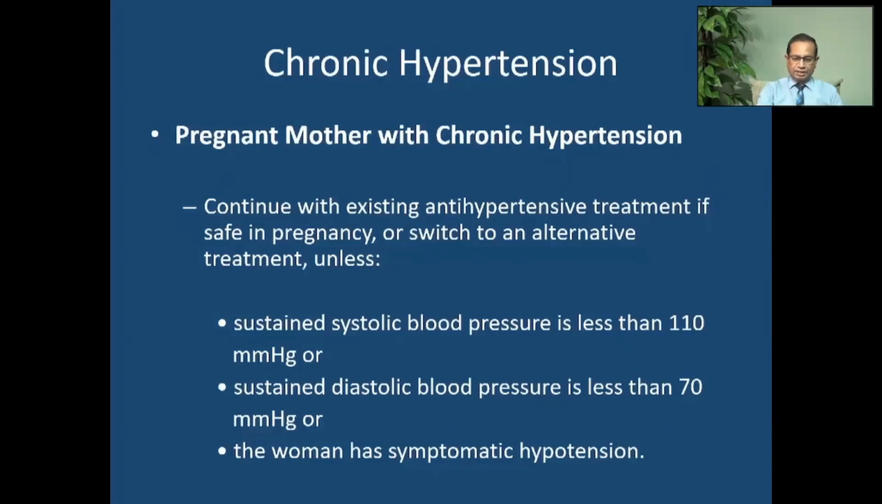this patient should not have symptomatic hypotension, because if the patient's blood pressure is less than 110 by 70 or she has symptomatic hypotension, then you should not continue with these medications. You should stop antihypertensives and observe, and need regular monitoring.